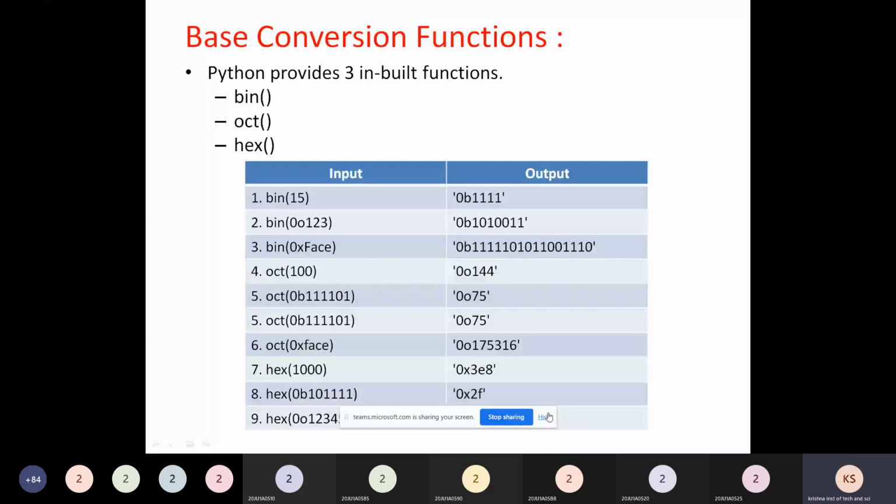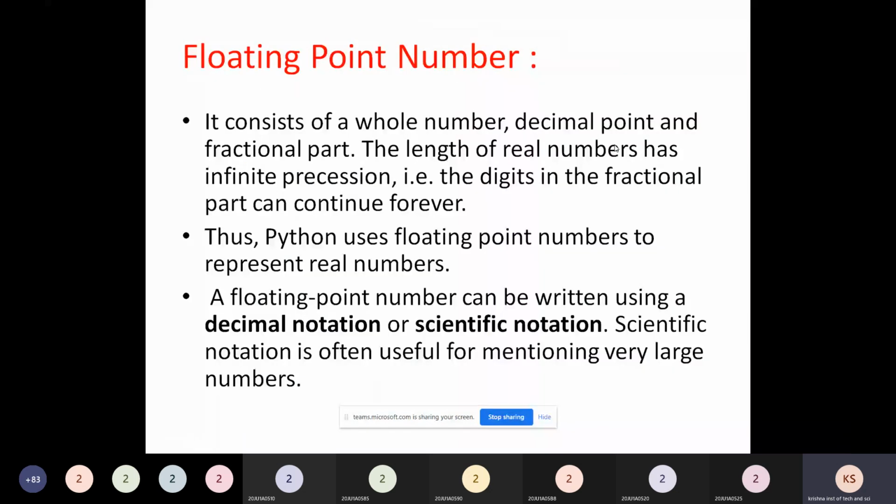Next one, floating point number. How can you write a floating point number? It consists of a whole number, a decimal point, and a fractional part. The length of a real number has infinite precision, sometimes 16 digits; the precision value is 16 digits while representing a floating point number. A floating point number can be written using decimal notation or scientific notation.